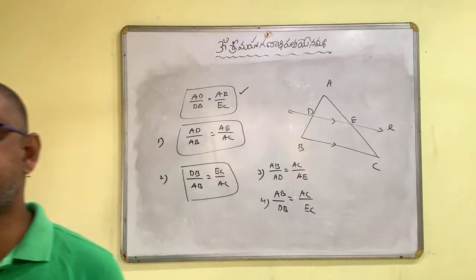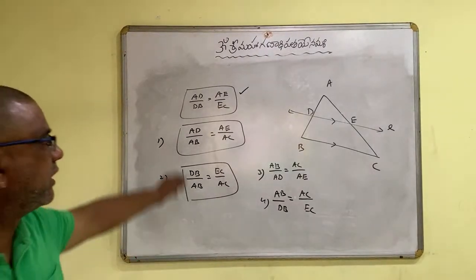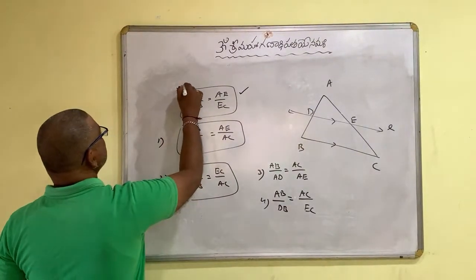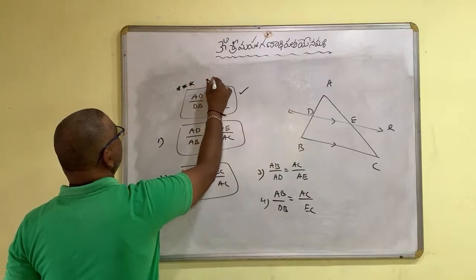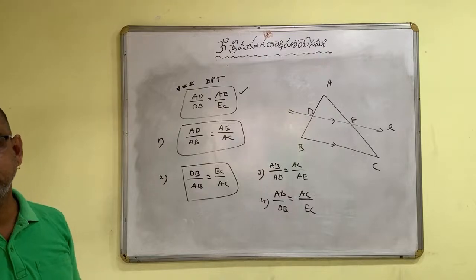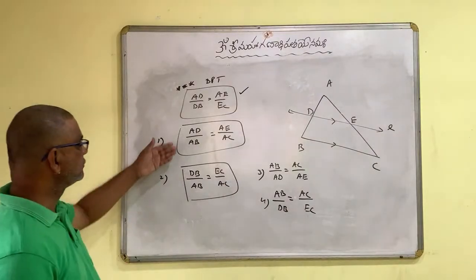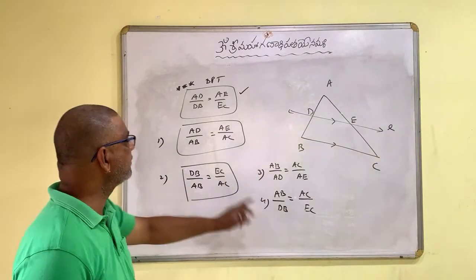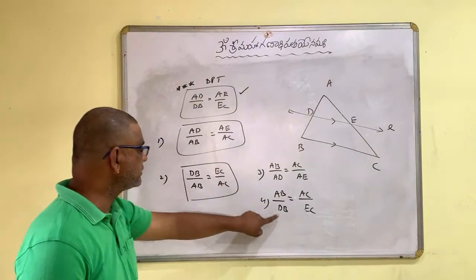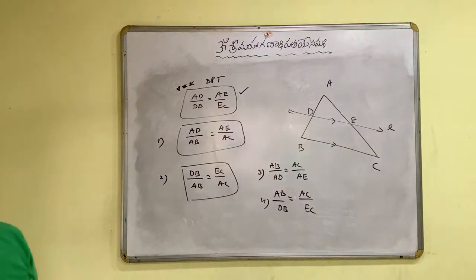Corollaries are statements that are derived from the main one. This is the main statement. We call it BPT, basic proportionality theorem, and from this we have derived four more. Actually two only, this is one, second. And these two we got from the inverse ratio. This is the inverse ratio of this one, and this is the inverse of this one. Okay na?